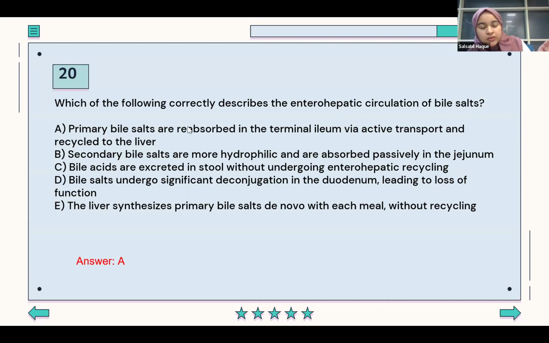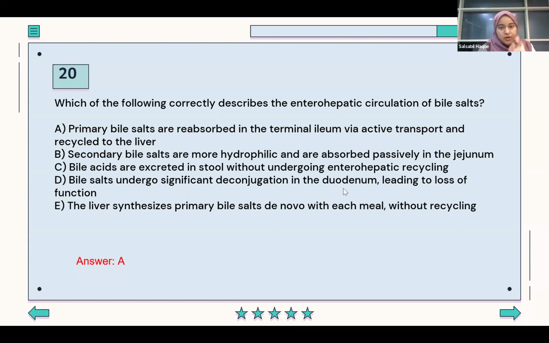So we'll go over the enterohepatic circulation and all that. Then we have the other options. Bile acids are excreted in stool without undergoing intrahepatic cycling? No, actually almost 80 to 90% of bile salts are recycled for about 4 to 6 cycles, if I'm not wrong. Bile salts undergo significant deconjugation in the duodenum, leading to loss of function? This is not true. If it underwent loss of function, it wouldn't make sense to send the bile to the duodenum.